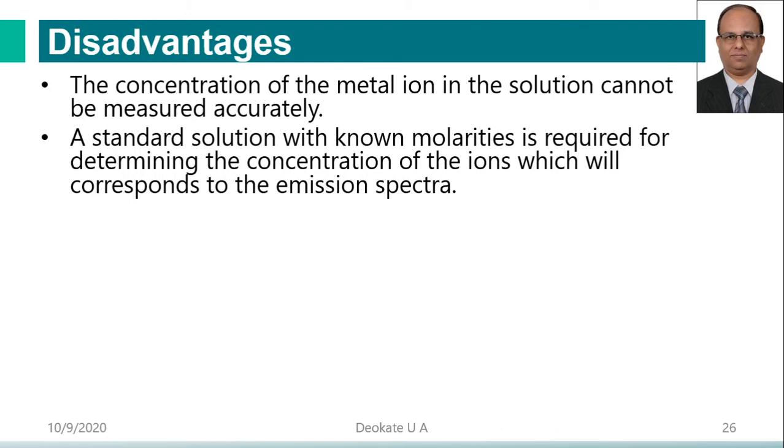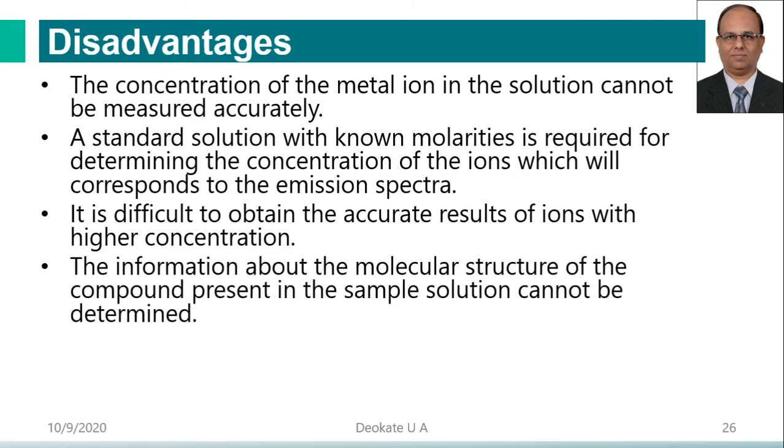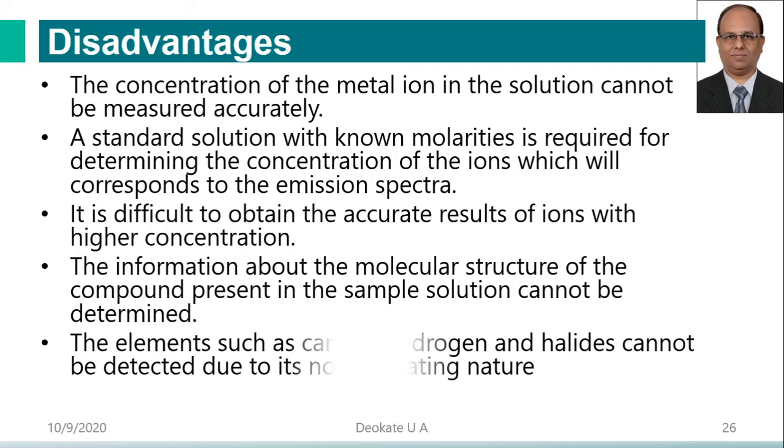Why is it not measured accurately? A standard solution with known molarities is required for determining the concentration of ions, which will correspond to the emission spectra. It is difficult to obtain accurate results for ions at higher concentration, as you consider the Beer-Lambert's law concentration deviation. Information about the molecular structure of components present in the sample solution cannot be obtained.